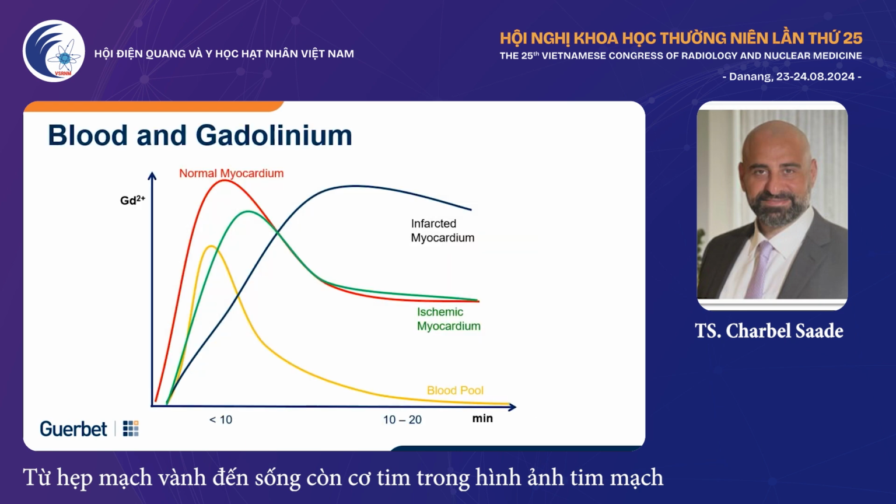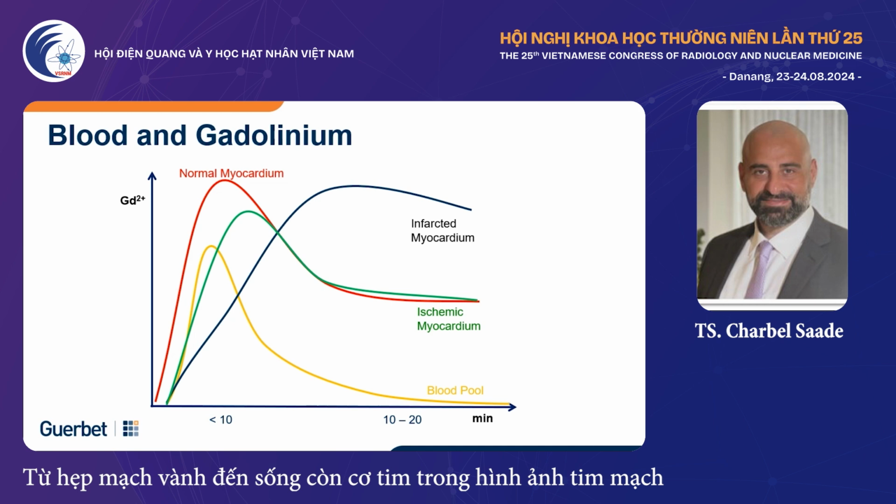We also look at blood and gadolinium. When do we look at normal myocardium? Under the American Heart Association, they usually say 8 to 12 minutes is really good to look at the difference between normal myocardium versus ischemic and the blood pool. But in actual fact, 10 to 20 minutes will show you the difference between infarcted versus ischemic versus the blood pool. It's a lot greater, and this is what we want to aim at.